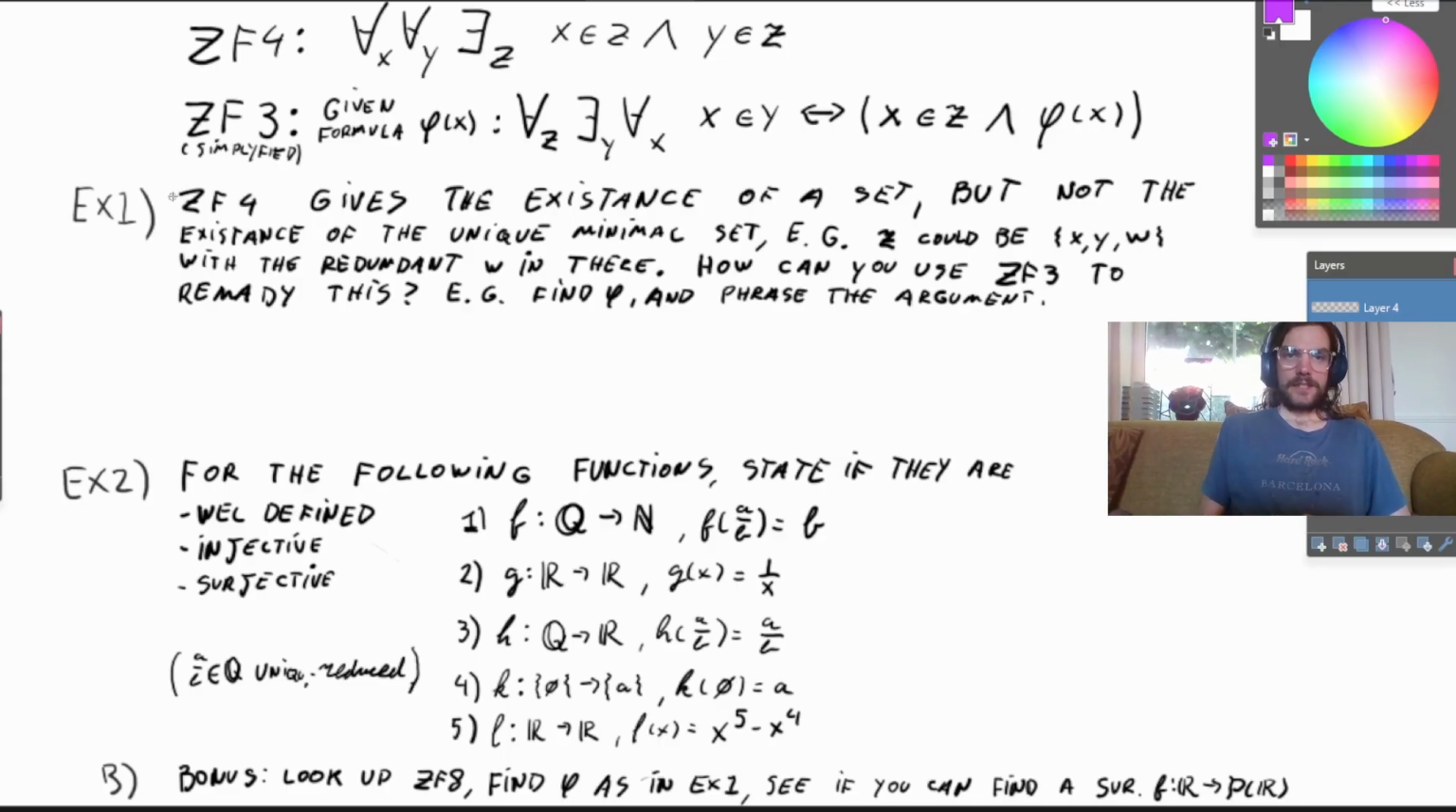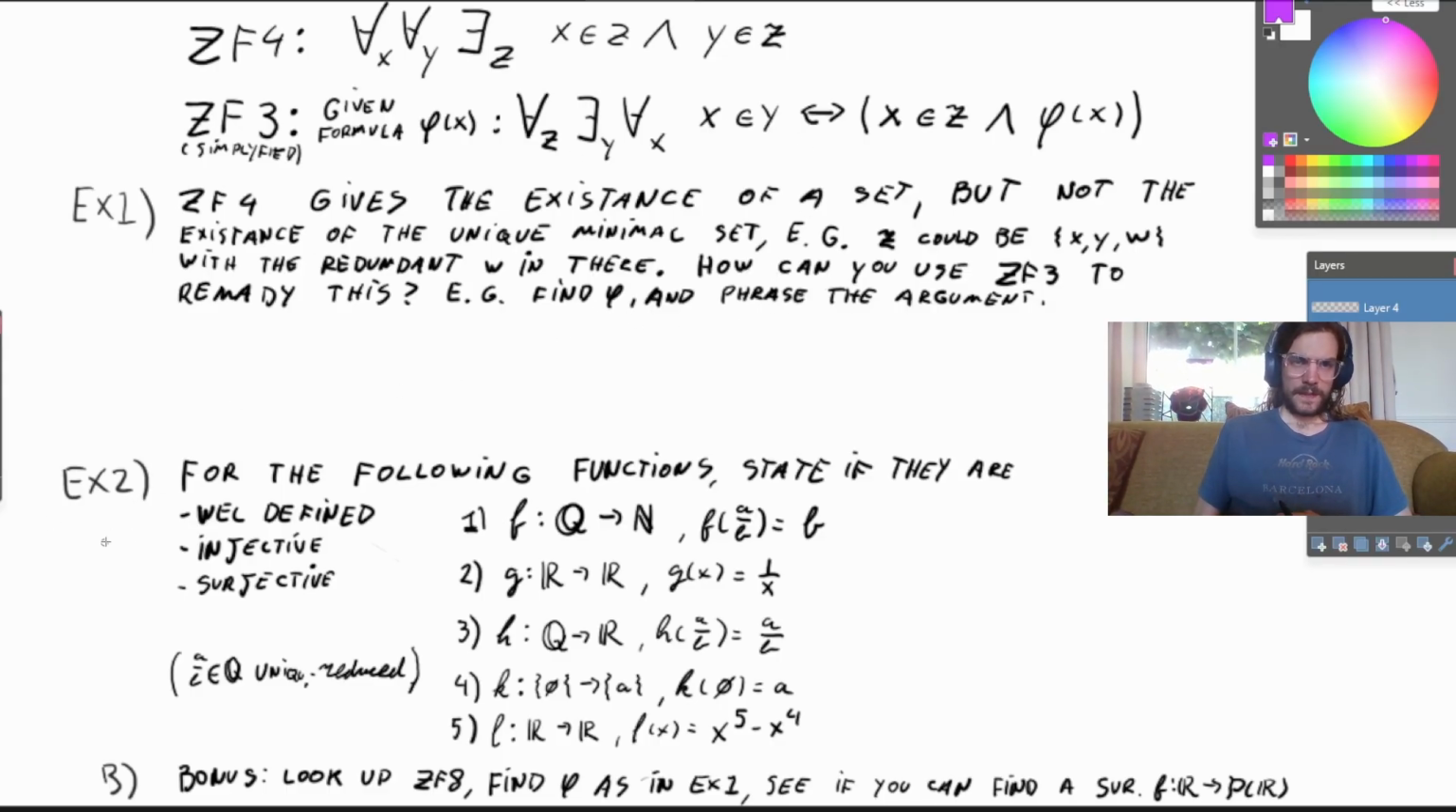So in this case, this formula is compared with this other relation here, with this AND statement. And then the first exercise says ZF4 gives the existence of a set, but not the existence of the unique minimal set. So it says there is some set Z that has X and Y as an element, but it doesn't say if it has maybe another component like W or maybe an infinite amount of other components, right? So it could have this redundant W in there. How can you use ZF3? You can use this simplified version to remedy this. So you have to find the formula and phrase the argument correctly so that everything works.